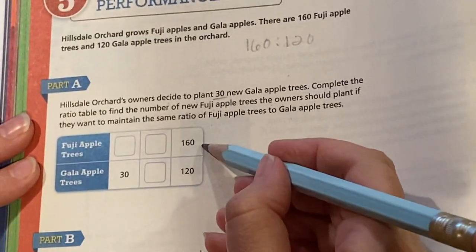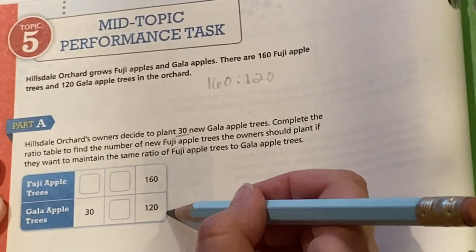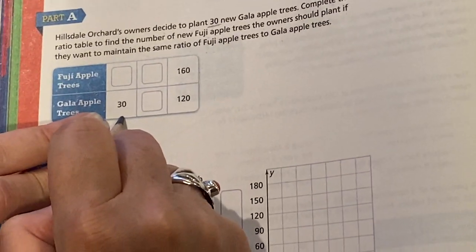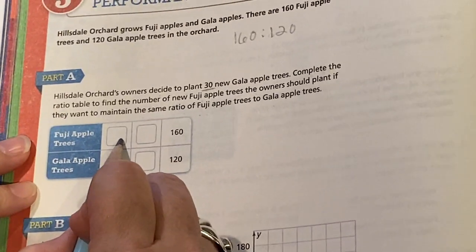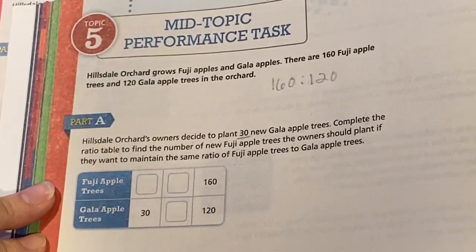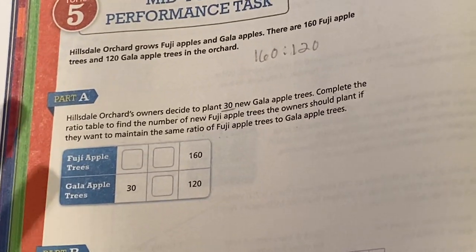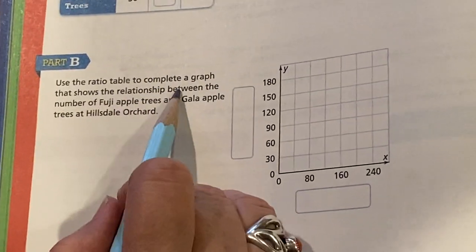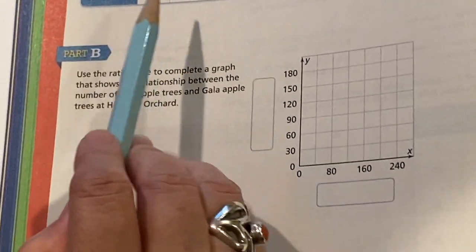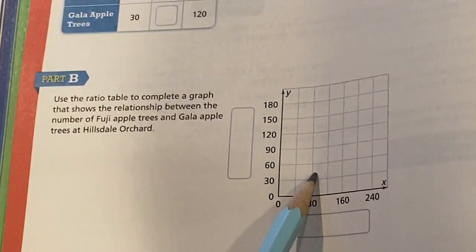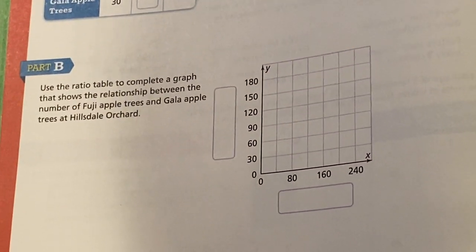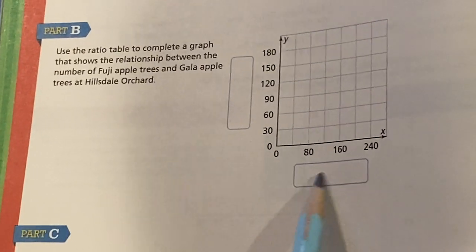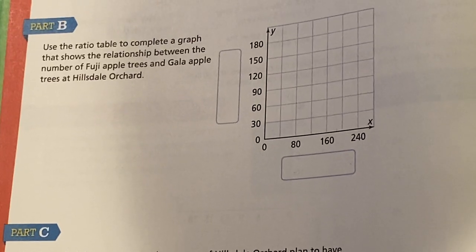So the original ratio is here, 160 to 120. Now we've got 30 here. So what should be here and here? So complete that table to answer that question. Now, part B. Use the ratio table to complete this graph that shows the relationship between the number of Fuji apple trees and Gala apple trees at the orchard. And also don't forget to put in the labels for the graph.